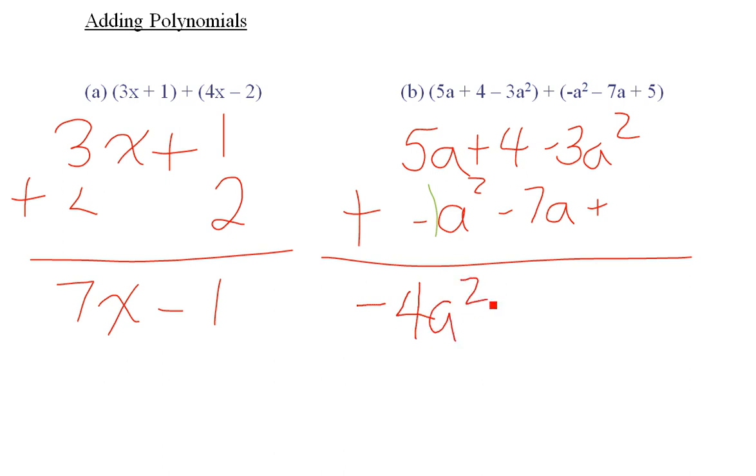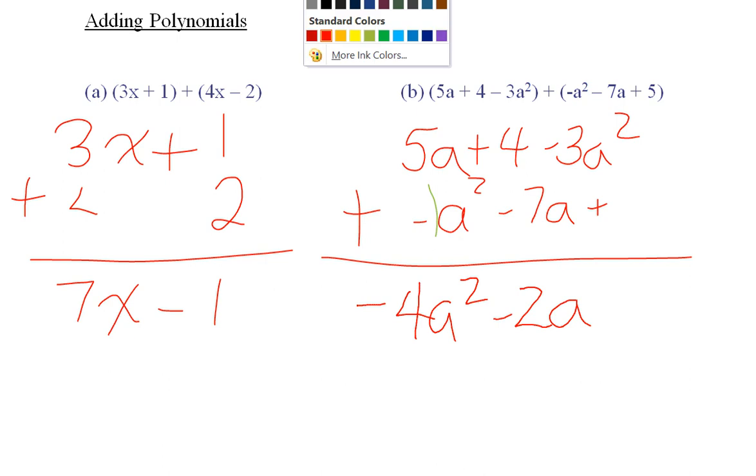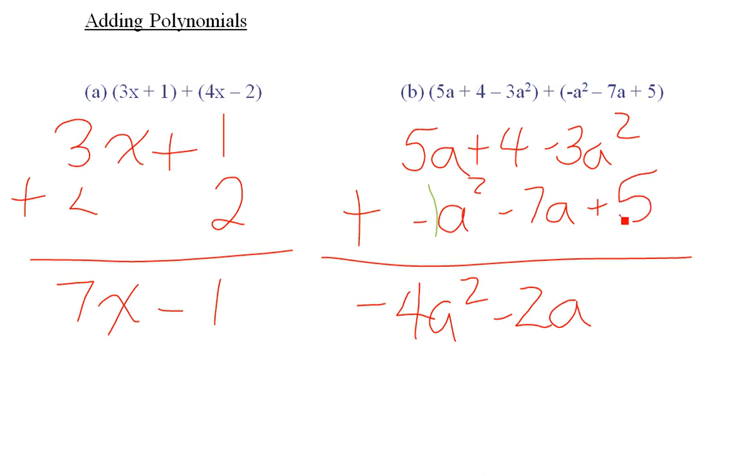And then what would 5a plus negative 7a be? Well, you're going to end up with negative 2a. And if you're having trouble with this, you might have to go back and review collecting like terms. Finally, what would 4 plus 5 be? That would be 9. And that is going to be your final answer.